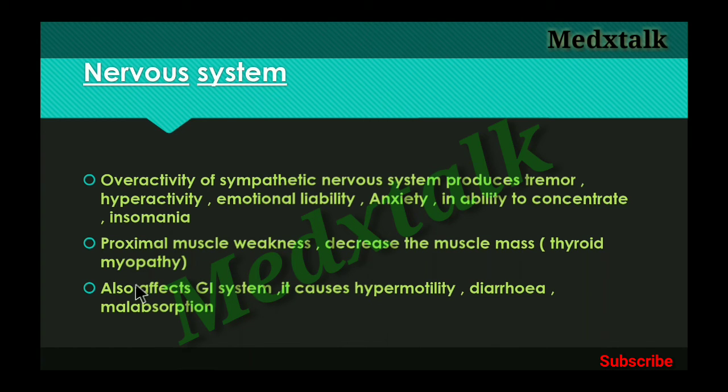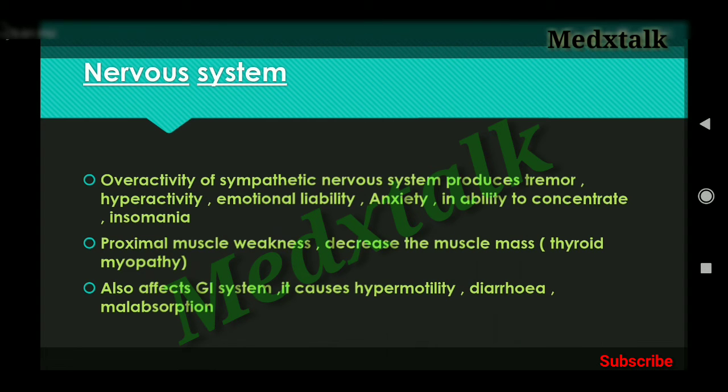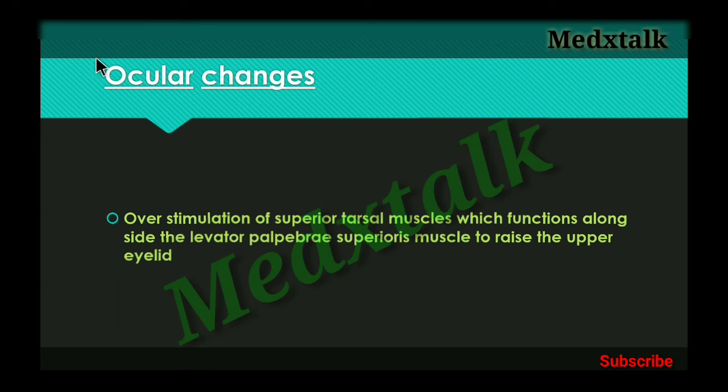Hyperthyroidism also affects the GI system. It causes hypermotility, and hypermotility causes diarrhea and malabsorption. Some ocular changes may also be present, like overstimulation of the superior tarsal muscles, which function alongside the levator palpebrae superioris muscles to raise the upper eyelid.